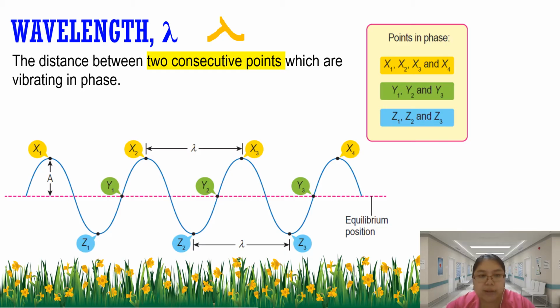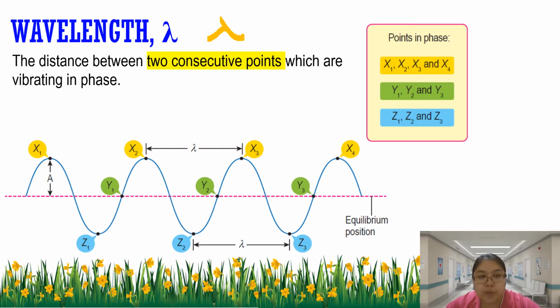For example, x1 is a crest. So the consecutive crest is which one? x2. Agree or not? We cannot say x3, right? x3 is not consecutive, x3 is just another crest. So to count wavelength, you must find 2 consecutive points. After that, they must be in phase. In phase means you go up, another one also goes up. Are X1 and Z1 in phase? Not in phase, because one is a crest and another is a trough.